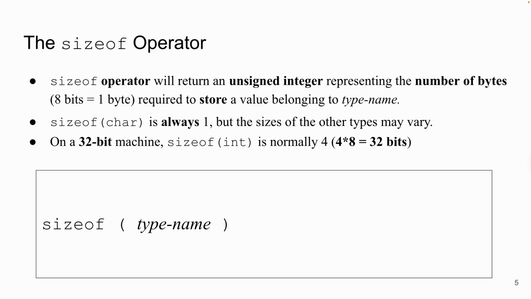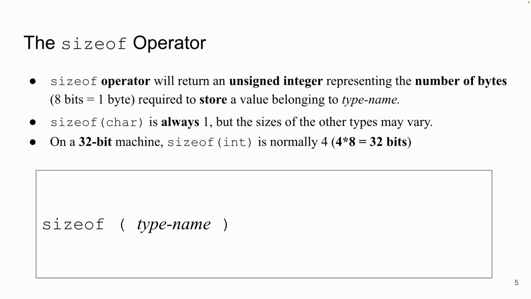Okay, very good. So let's start today's course. So what is the sizeof operator? What the sizeof operator can help us do is that it will return an unsigned integer. An unsigned integer is an integer that doesn't have a negative value.